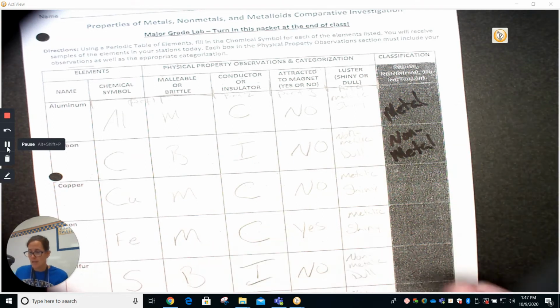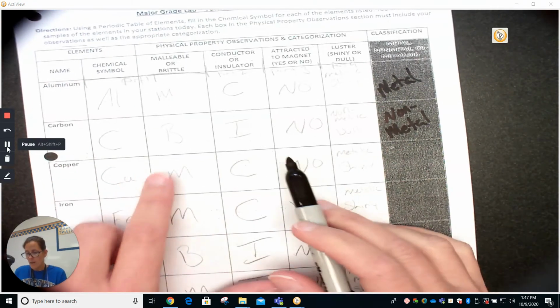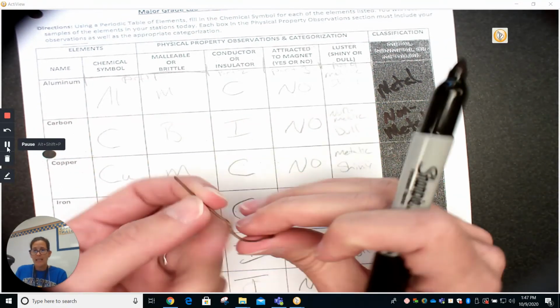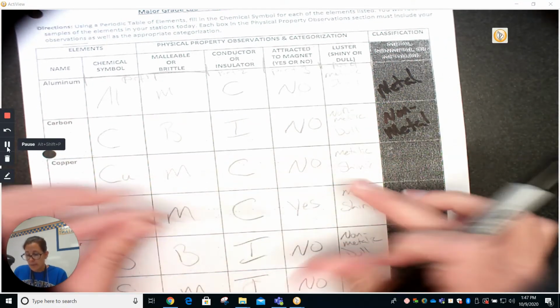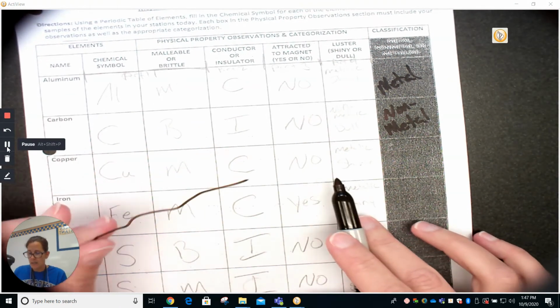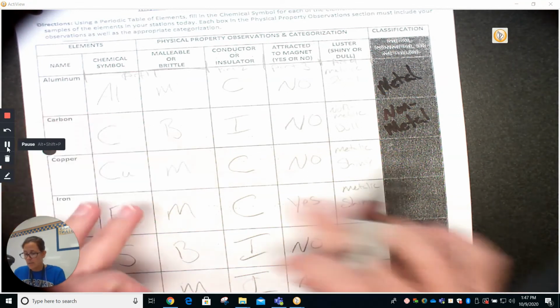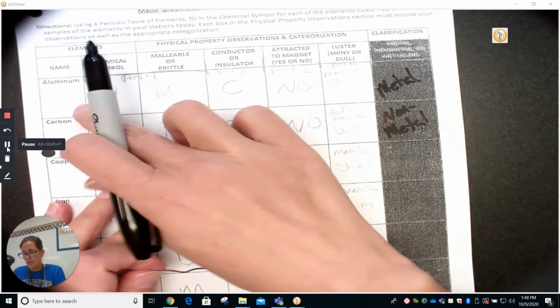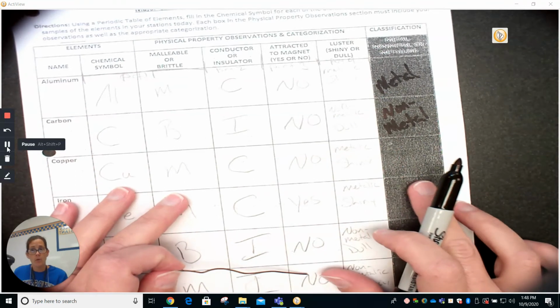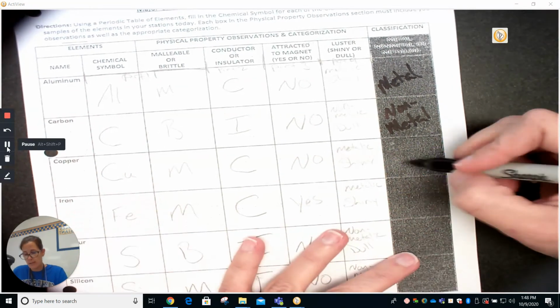Okay, let's look at copper. So copper was malleable. We bent it really easy. Copper was a really good conductor of electricity. It's not attracted to a magnet, which is okay. It's metallic and shiny. So this one has all the same characteristics as aluminum. And aluminum's a metal, so copper must be a metal too, right?